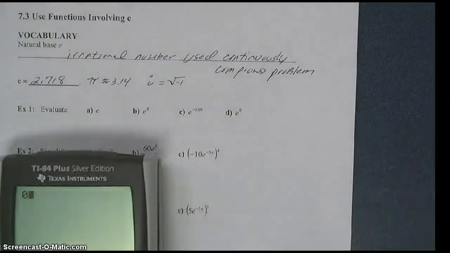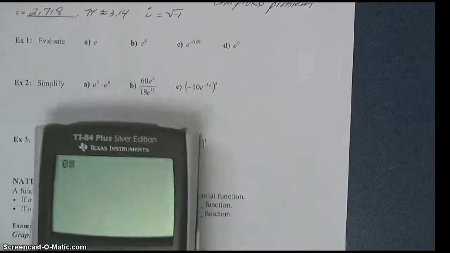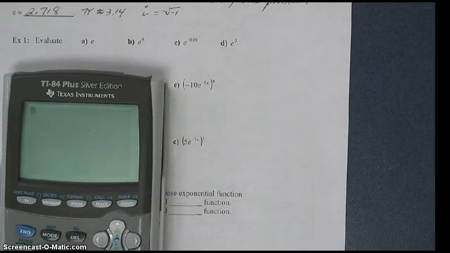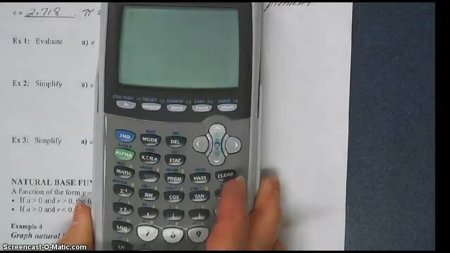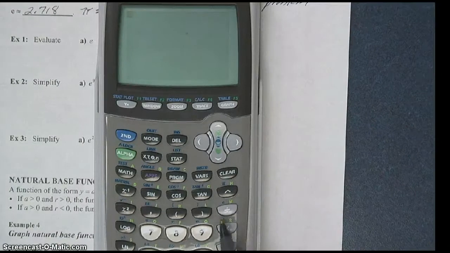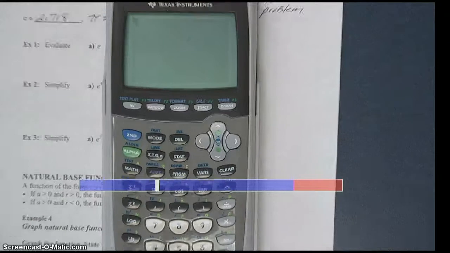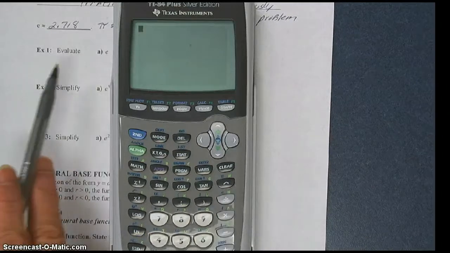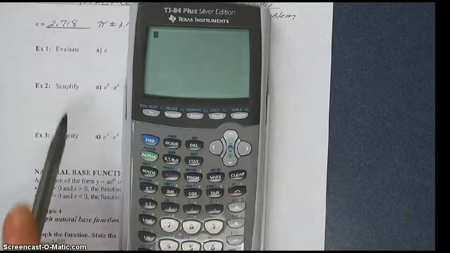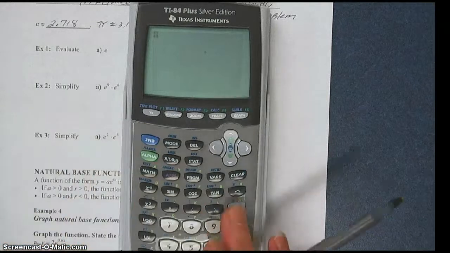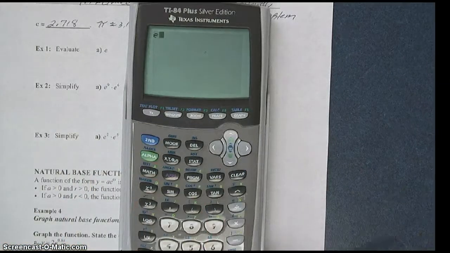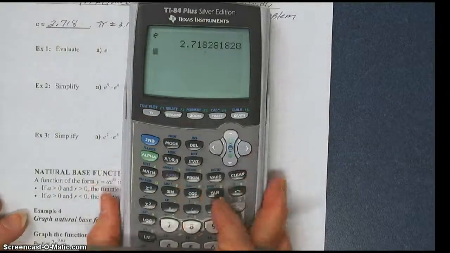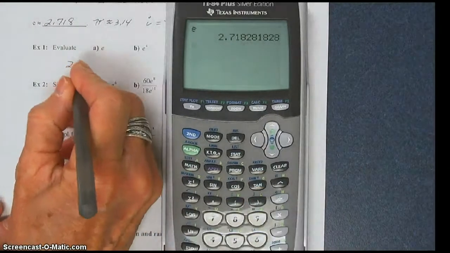So first of all, I just want to make sure that you know how to find E on your calculator. There's two places that you can find E on your calculator. One is above the division sign, and then there's another place on top of the LN button. If I don't have a power, like in 1A, when you just want to use E, I usually use the second division sign because that'll just give me E. So again, the calculator has a built-in value for this. You just have to know how to use it.